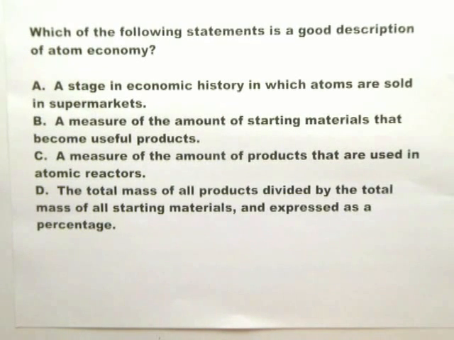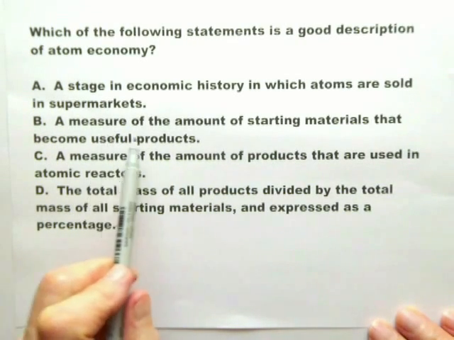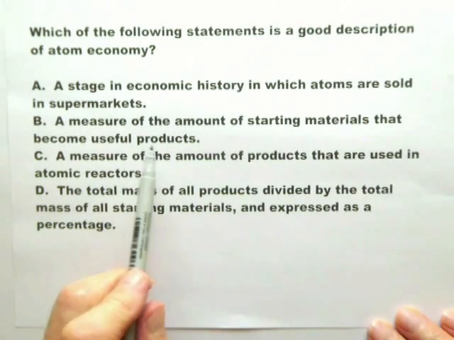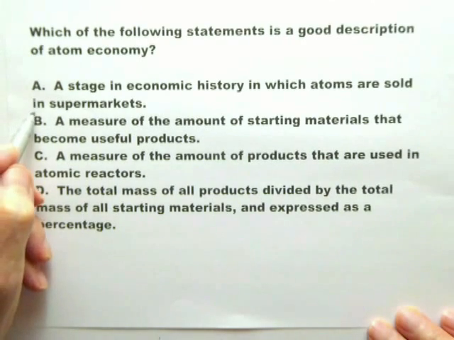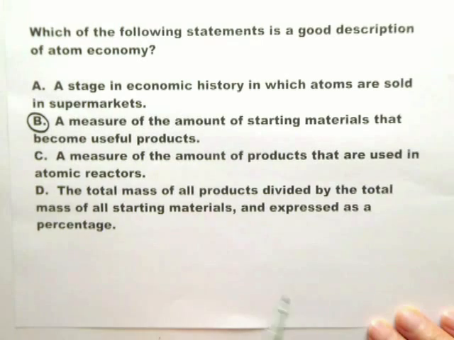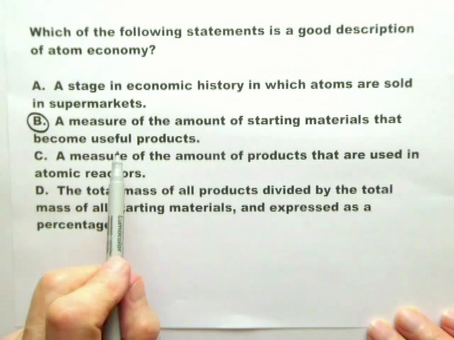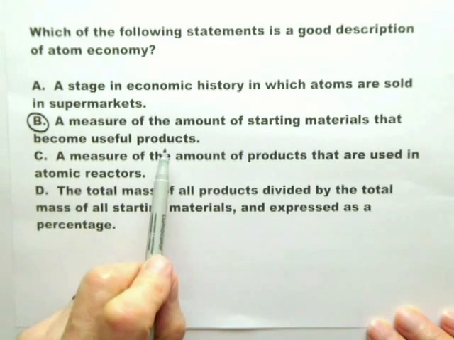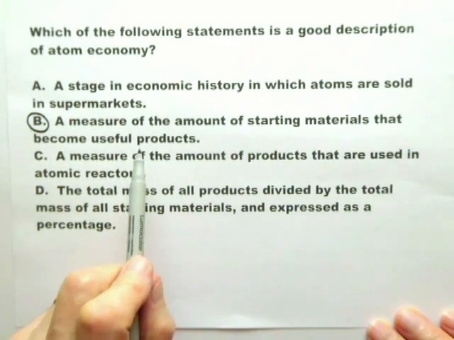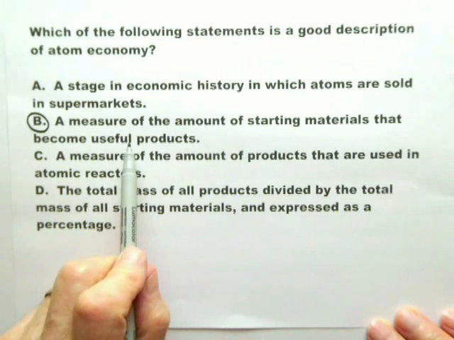Essentially, when you're looking for a good description of atom economy, you're looking for the phrase useful or desired product, or words that mean the same. And if you look through these, the only one that really has that possibility is B, a measure of the amount of starting materials that become useful products. And that is a good description of atom economy. It could say desired products become desired products, or sometimes I've seen both words used, useful desired products. So useful and desired are the words that you need to see in the definition.